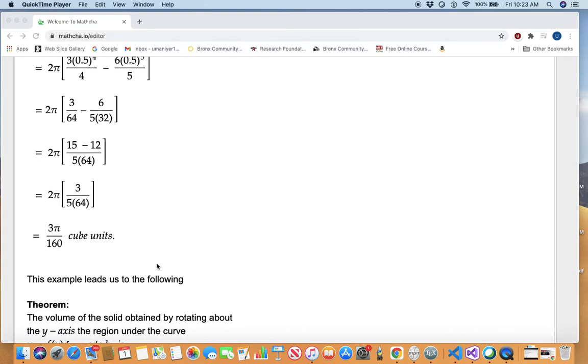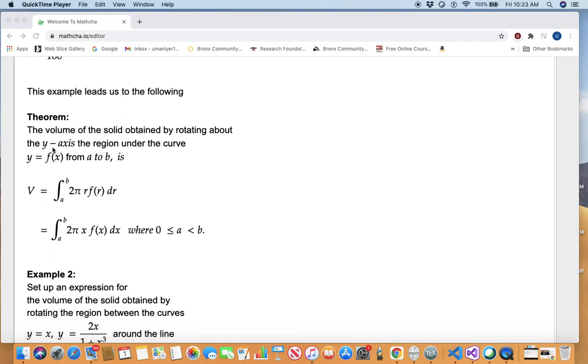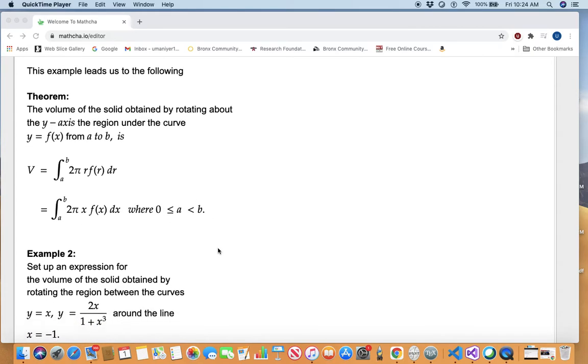This particular example leads us to the following theorem. The volume of the solid obtained by rotating about the y-axis the region under the curve y equals f of x from a to b is the integral a to b of 2 pi r f of r dr. Well, we typically use x instead of r. So integral a to b 2 pi x f of x dx. As long as a is less than b, they are both positive and so on.